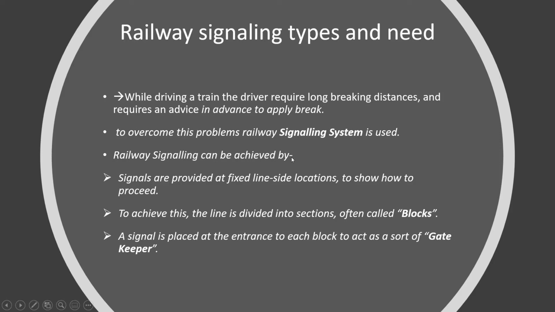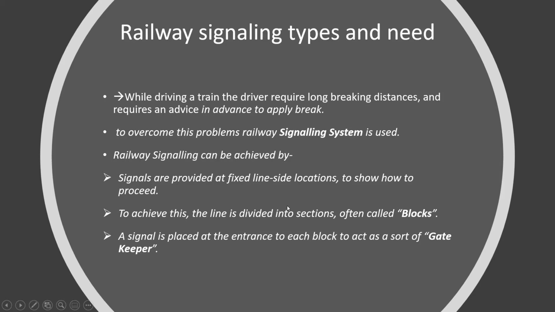Railway signaling can be achieved by signals that are provided at fixed line side locations of the tracks to show how to proceed. To achieve this, the line is divided into sections often called blocks. That means every track, that is a section of track, is divided into different parts, often called blocks. And at each block, a signal is placed at the entrance to act as a sort of gatekeeper.